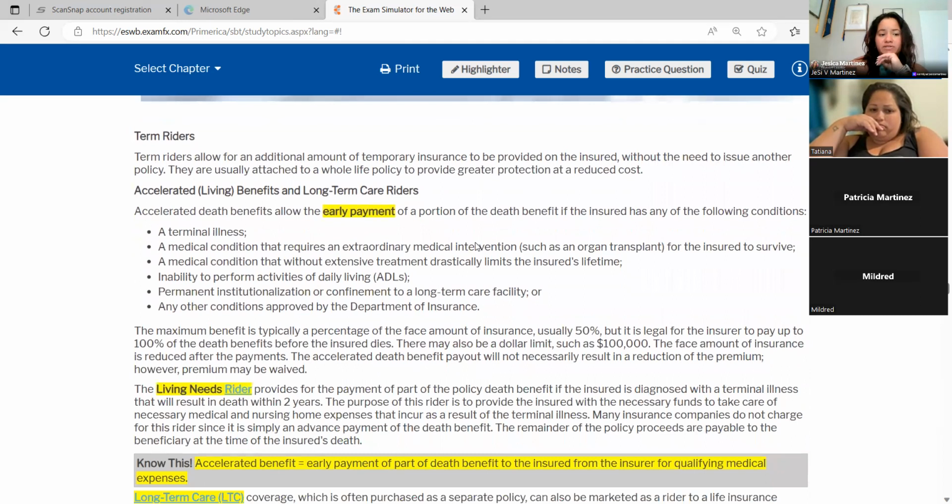Now we have term riders. Allows for an additional amount of temporary insurance to be provided.